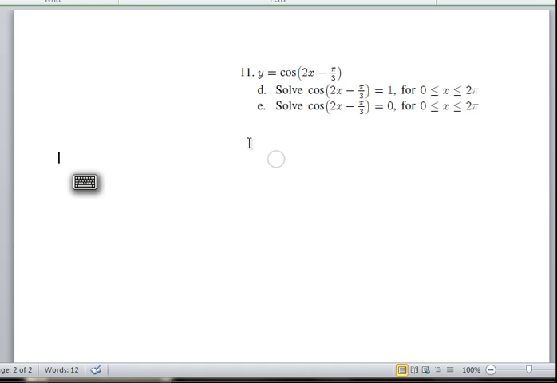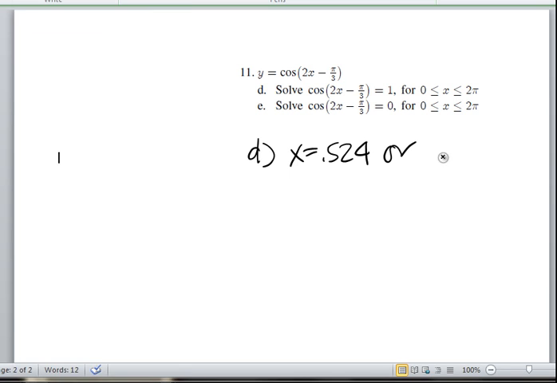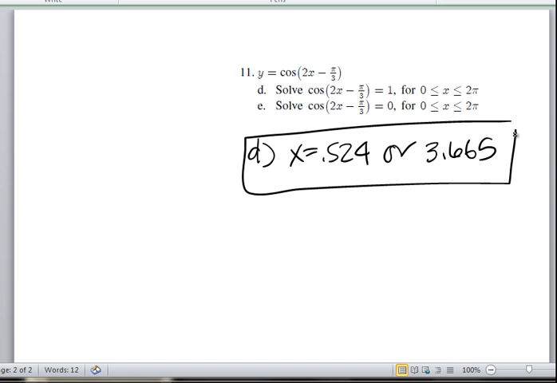So for D, x equals 0.524, or I now need to find the second one. So go through it again and hit second and trace, number 5, and then enter and guess. And then my answer is 3.665. Okay, so for part D I have two solutions.